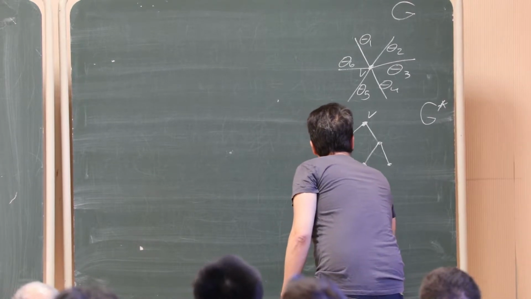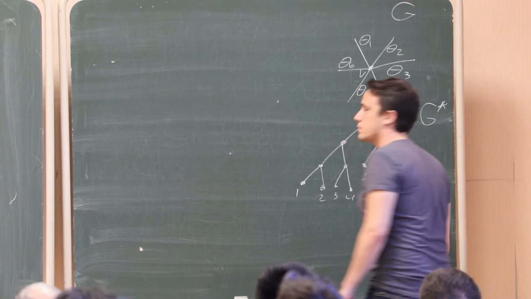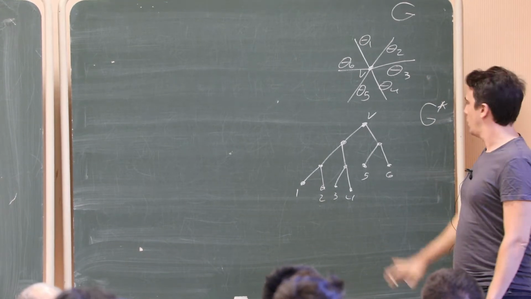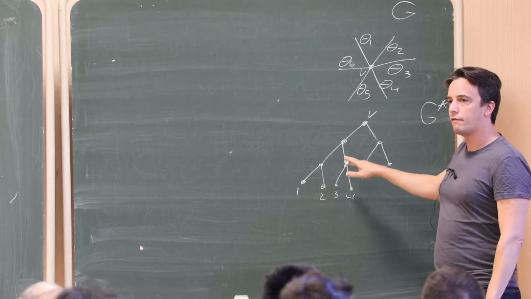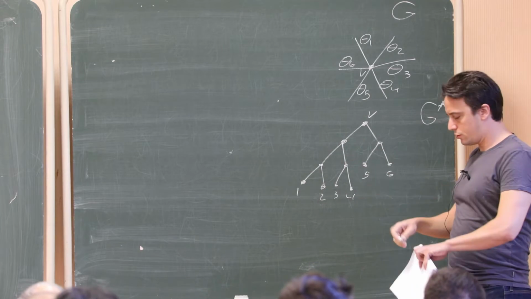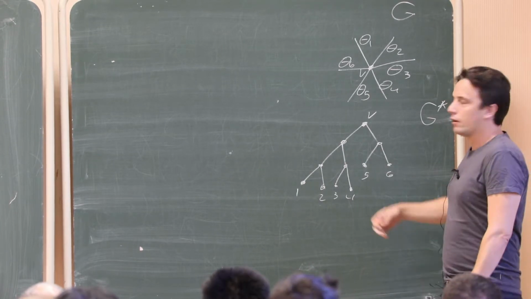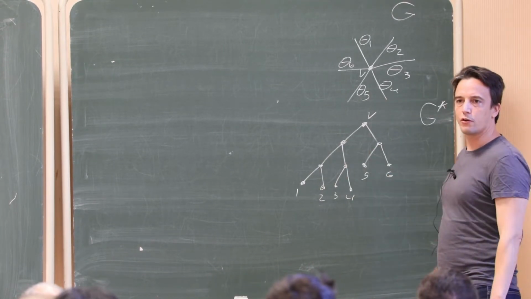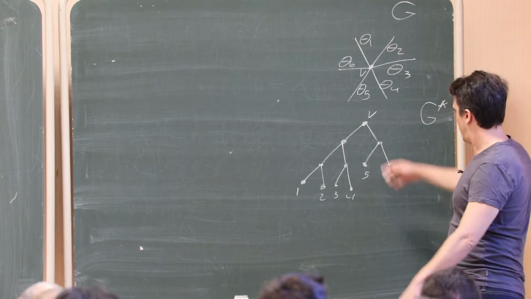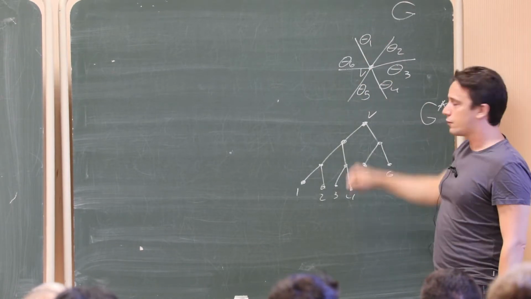One, 2, 3, 4, 5, 6. Okay, and I need to tell you what are the values of theta star that I put on each of these edges. So I'll tell you what they are, and it will be clear how to do it for a general tree, when the degree is general and not just 6.